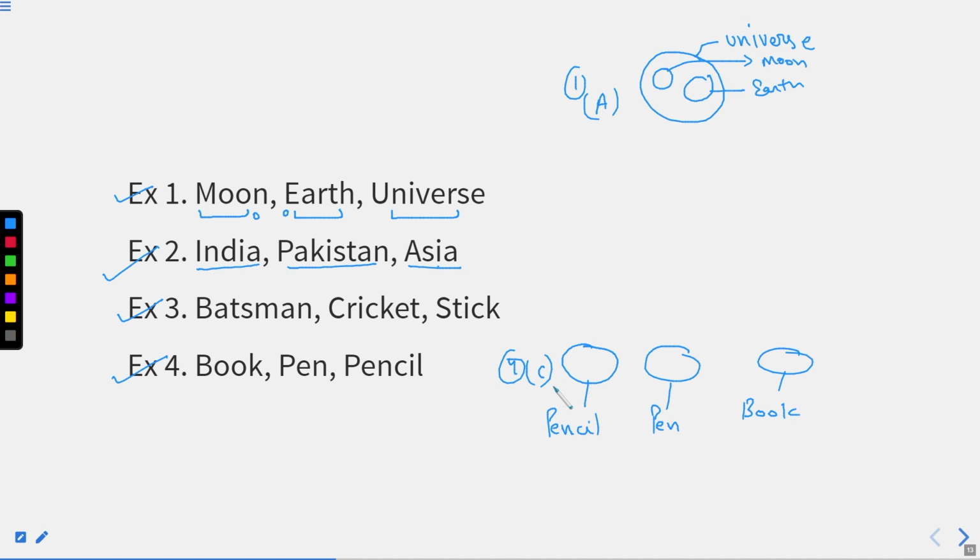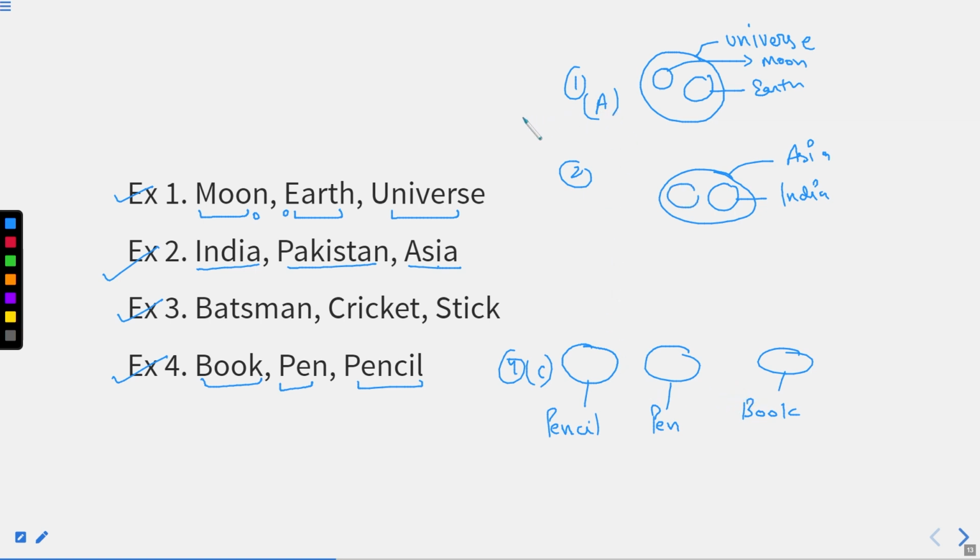I hope you get all these things. I have marked book, I have also marked pen, I have also marked pencil. They all are different from each other. It means they have nothing in common, and as soon as they have nothing in common, we'll represent them with the help of different circles.